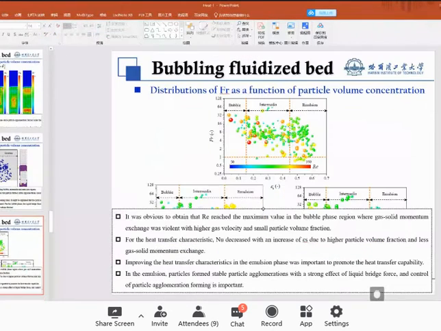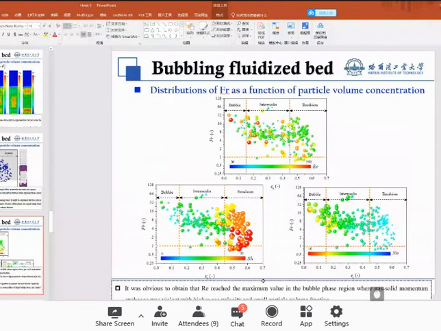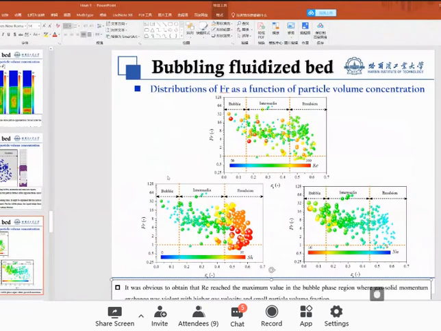I can remove the text box so you can see this screen clearly. We analyze the relationship among these parameters. You can define different parameters with different colors to show your results directly.